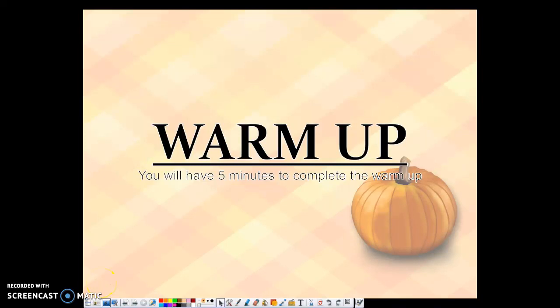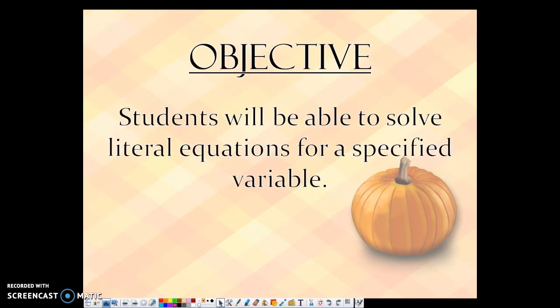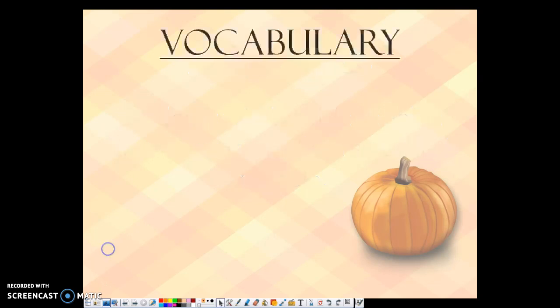All right, now that you're done with your warm-up, we're going to start a brand new topic today. It's kind of building on what we've been doing, but it's something a little bit different. So today, students will be able to solve literal equations for a specified variable. So you're solving for a specific variable, and there's going to be other variables inside the problem. It's not as hard as it sounds.